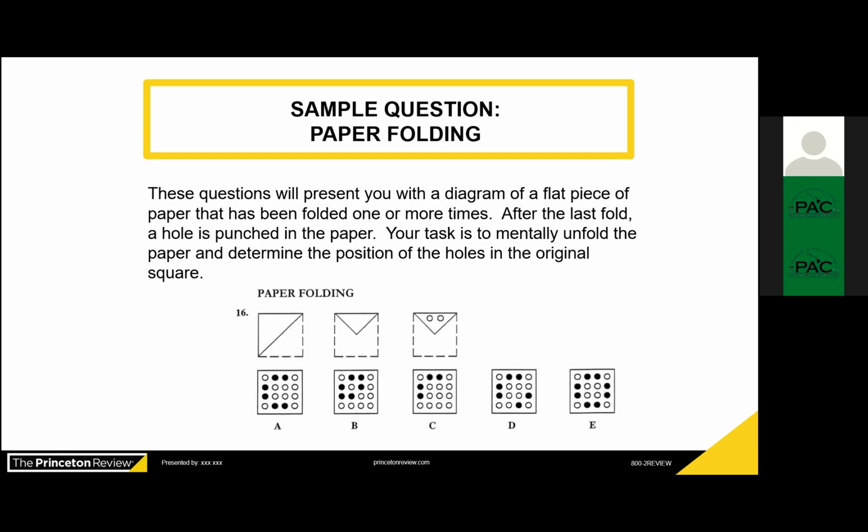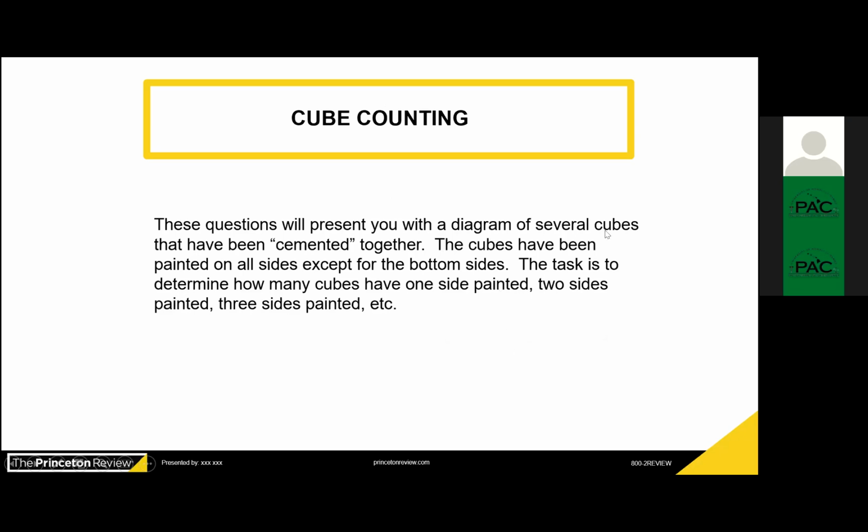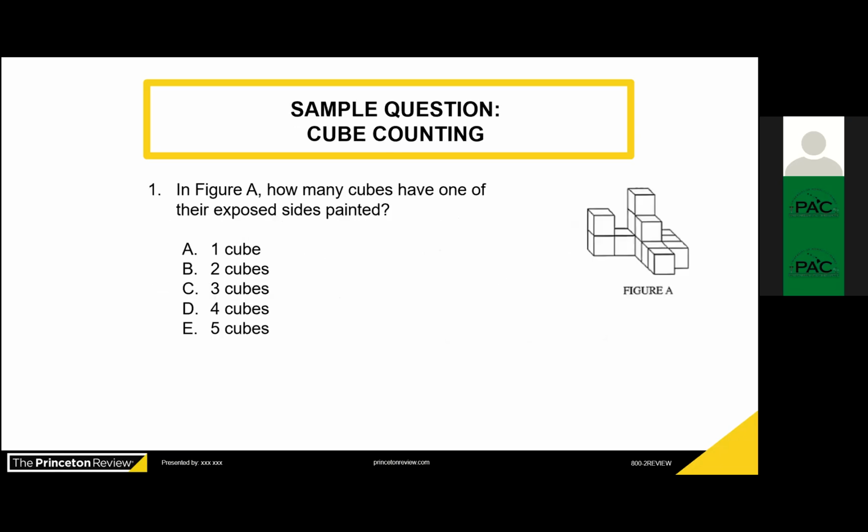Then there's paper folding questions. If you're good at origami, maybe this could help you with questions like this. There's cube counting. These questions will present you with a diagram of several cubes that have been cemented together, and then they've been painted on all sides except for the bottom sides. The task is to determine how many cubes have 1 side painted, 2 sides painted, etc. They'll ask you a question specifically related to that, but there will be variations of this. So in this example, how many cubes have one of their exposed sides painted?